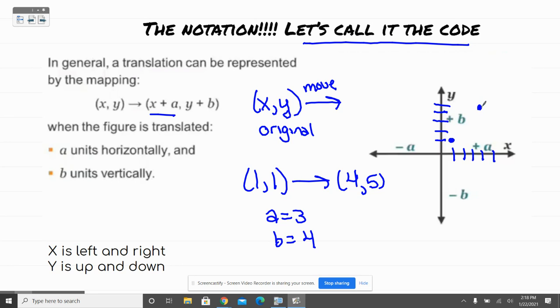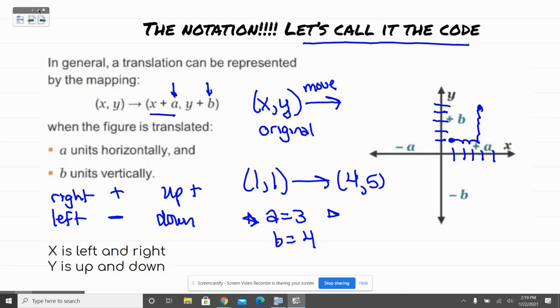So what happened was this point, a, is the way it goes to the left or right. It went 3 to the right, 1, 2, 3, and it went 4 up, 1, 2, 3, 4. So whatever's with the x is your left or right, and whatever's with your b is your up or down. And this is how many units you move, whatever you add to it. If you go to the right, it will be a positive number. If you go to the left, it'll be a negative number, because when you count on the plane, positive is right, negative is left. Up is positive and down is negative.